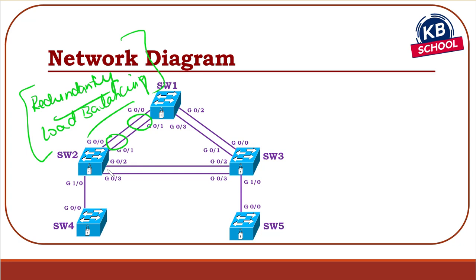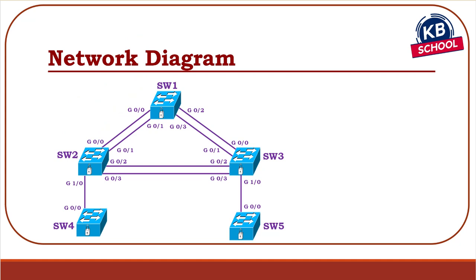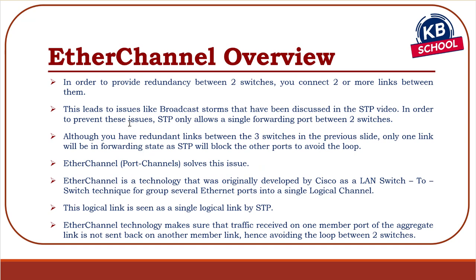All right. So let's go ahead and take a look at the overview now that you have a basic understanding of what an ether channel is. Basically, this is the same thing that I just mentioned in my lecture. In order to provide redundancy between two switches, you connect two or more links between them. This leads to issues like broadcast storms that have been discussed. Remember, we discussed that in the STP video.